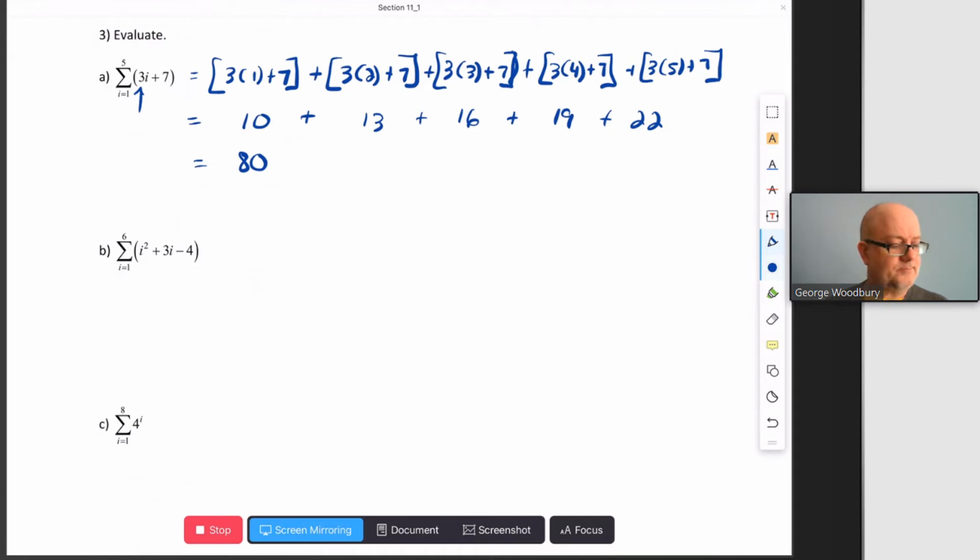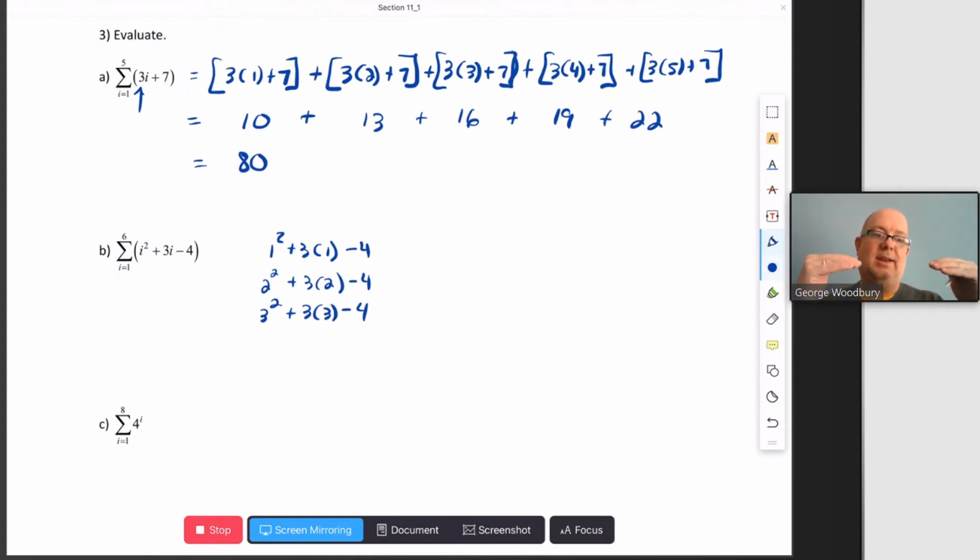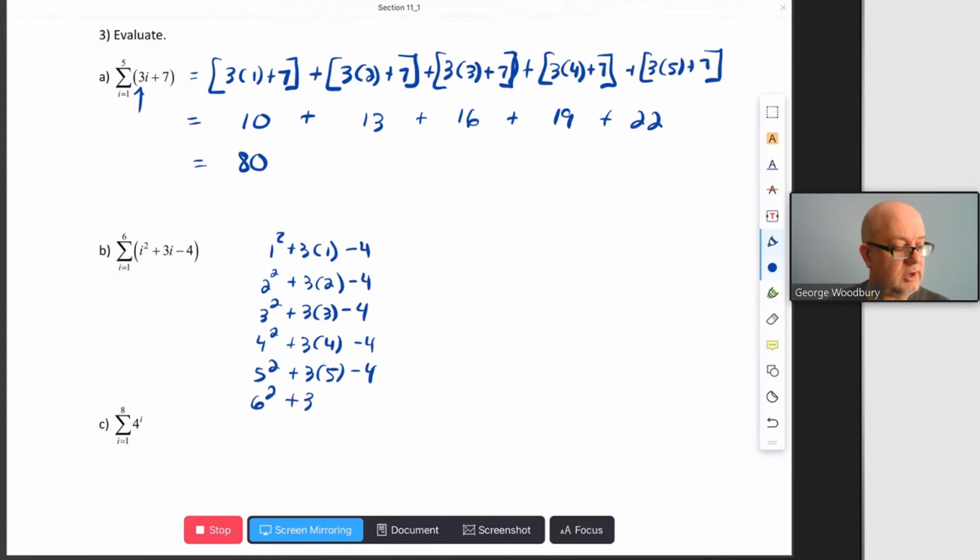I'm going to do this one vertically. When i is 1, we've got 1 squared plus 3 times 1 minus 4, 2 squared plus 3 times 2 minus 4, 3 squared plus 3 times 3 minus 4. And notice here, it makes it easy for me to see what I'm supposed to change. At each level, I'm increasing the value of i by 1, so the number being squared and the number in the parentheses. 4 squared plus 3 times 4 minus 4, 5 squared plus 3 times 5 minus 4, 6 squared plus 3 times 6 minus 4. So it's easier to set them up that way.